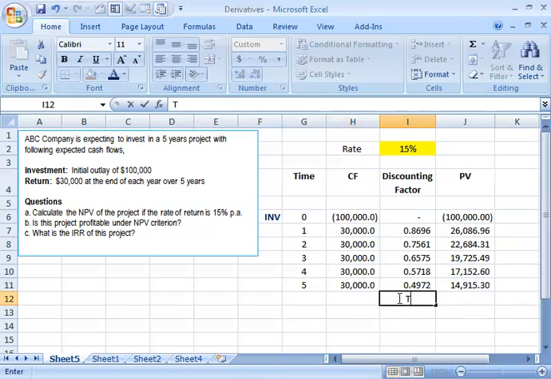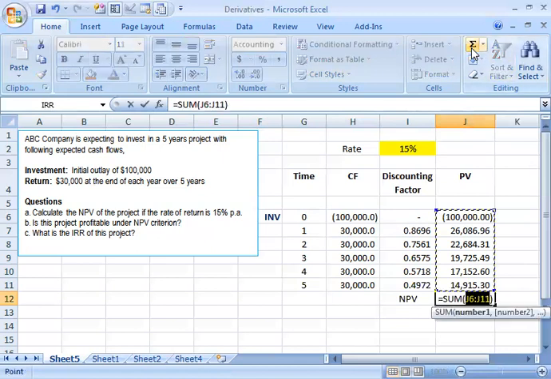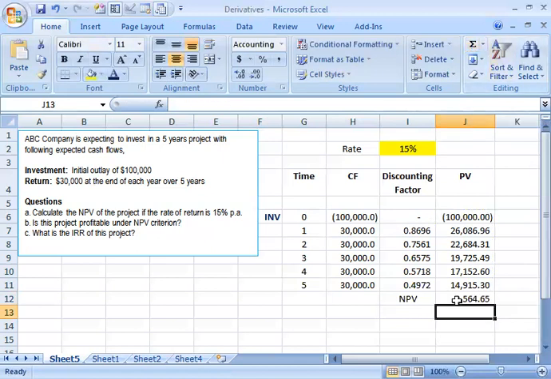So this is the total present value, or else we can say NPV straight away, net present value. Net present value is what? The summation of these cash flows. So we are left with this figure, $564.65.